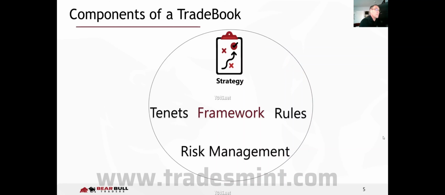Then you want risk management specific to your strategy. If you're trading an ABCD pattern, your risk management's going to be different than if you're trading an opening range breakout. If you're trading a break of high of day, it's going to be different than if you're trading a mountain pass strategy. So you want to make sure that you identify the risk management specific to the strategy that you are trading. And this also goes for the trade management.